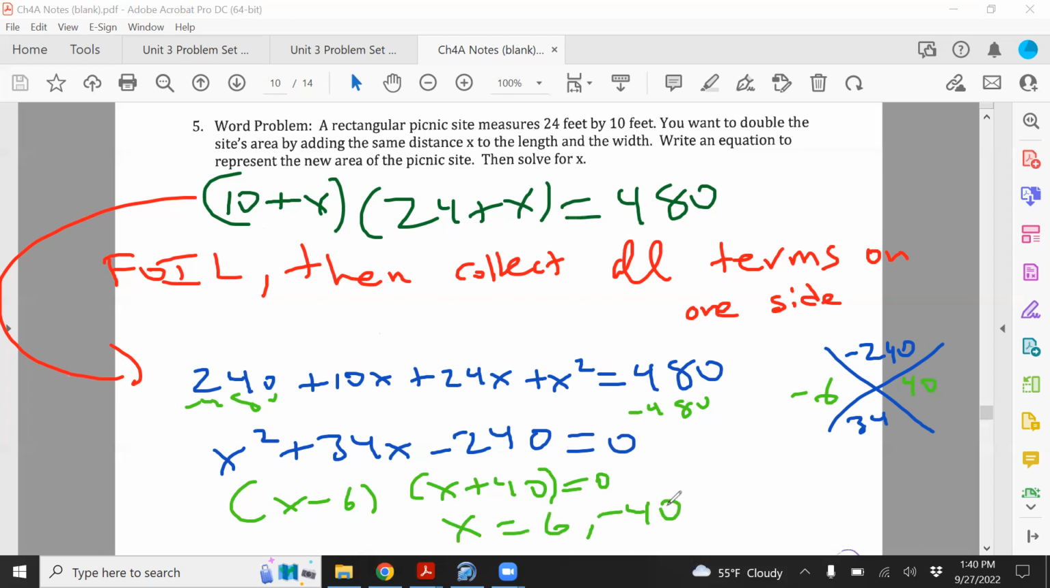Now, negative 40 makes no sense. How do you have a negative 40 dimension, right? So it's got to be 6. You have to add 6 feet to accomplish your goal. It's one of those where if it makes no sense, you discard it. So you want 6 feet added to each side. That would accomplish our goal.